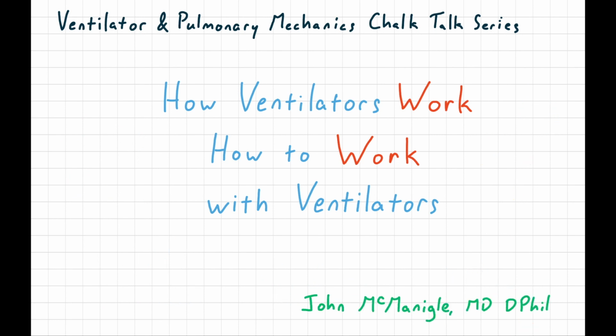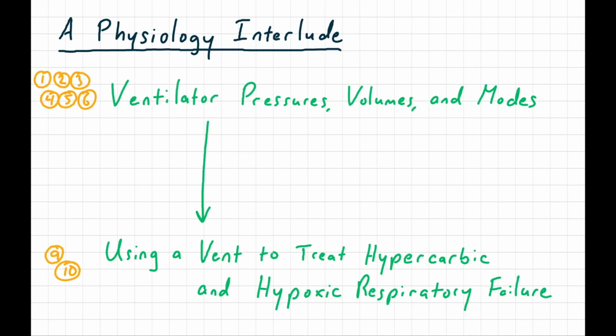Let's get started. For the last couple of talks, we've covered the details of how a ventilator works to get breathing gas into the patient's lungs, as well as the relationships between airway pressure, pulmonary pressure, and gas flow. We started to lay out the ventilator settings you'll have to choose: the mode, respiratory rate, tidal volume, PEEP, and so forth. The next step is learning how to adjust those ventilator settings to achieve the goals of treating hypoxic and hypercarbic respiratory failure.